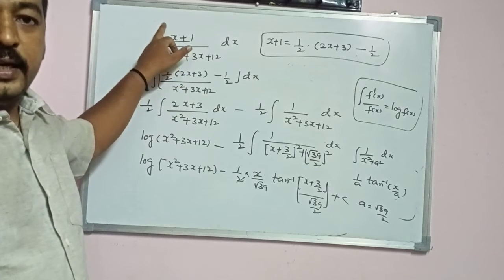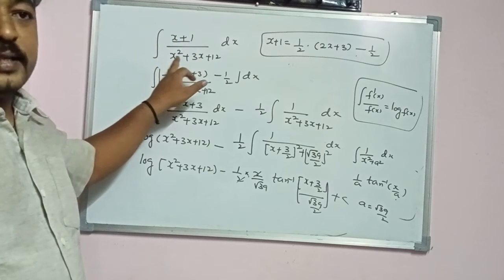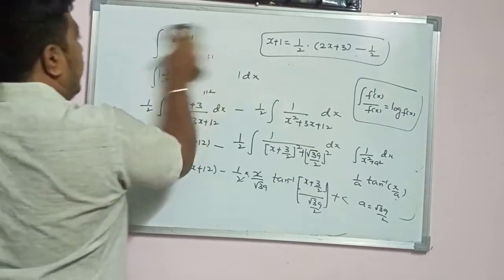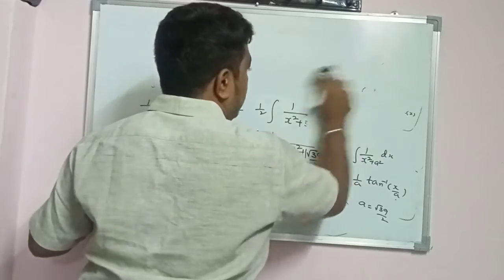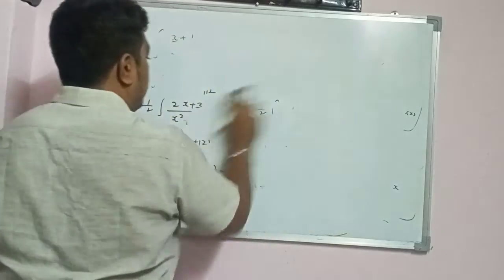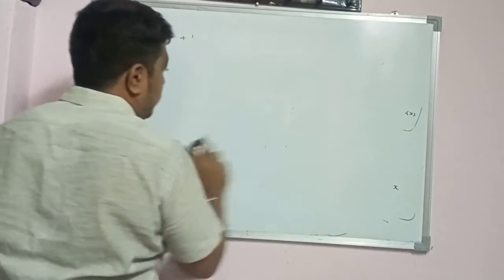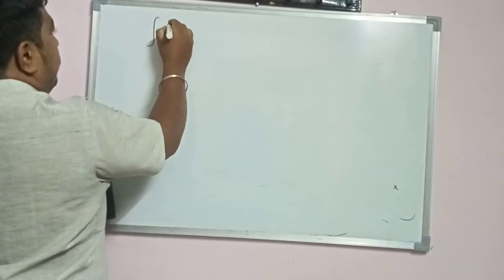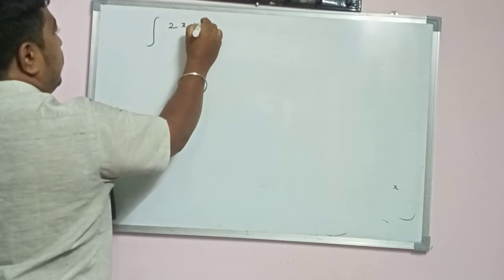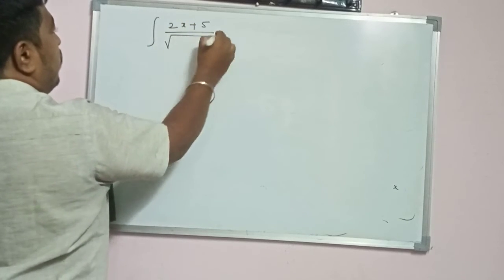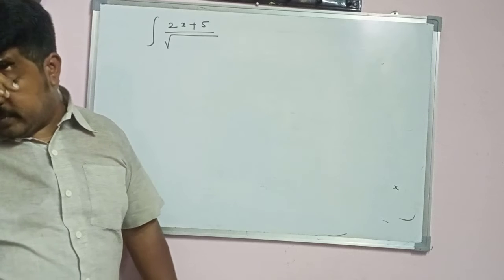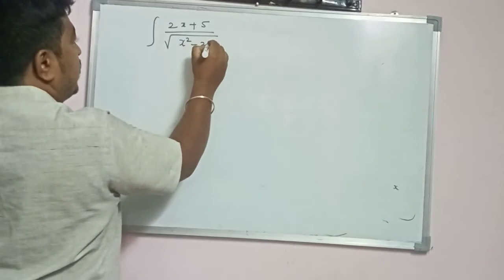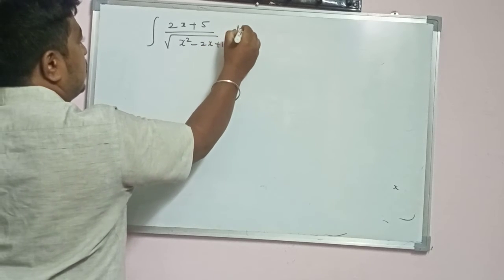What is the condition? Integration of px plus q by ax square plus bx plus c dx. It is the one condition. Okay, go for another example. See this another example. Integration of 2x plus 5 by the square root of x square minus 2x plus 10 into dx.